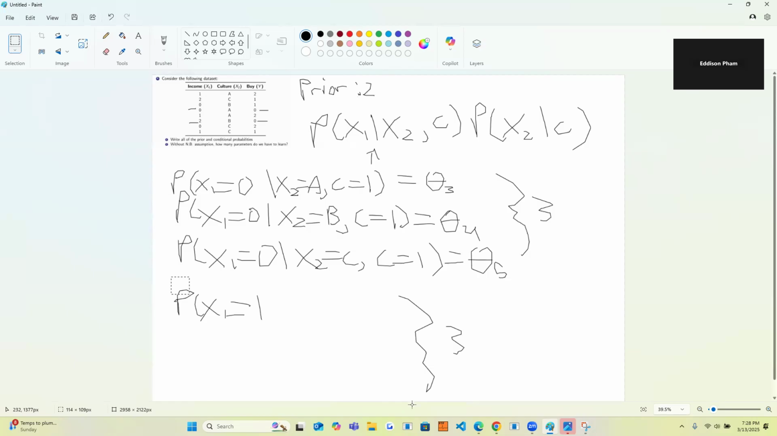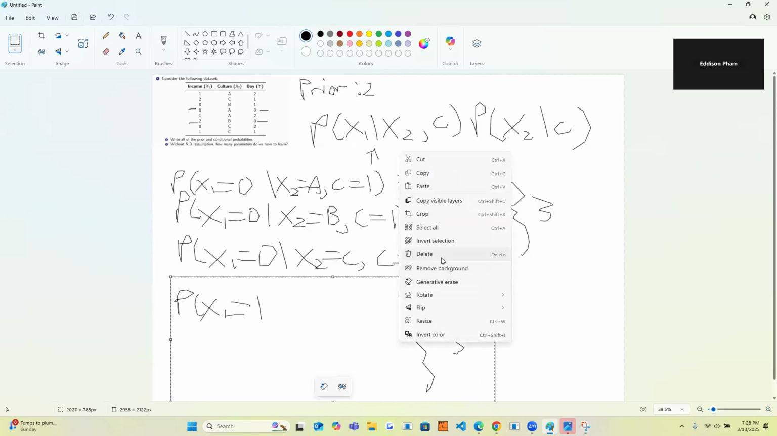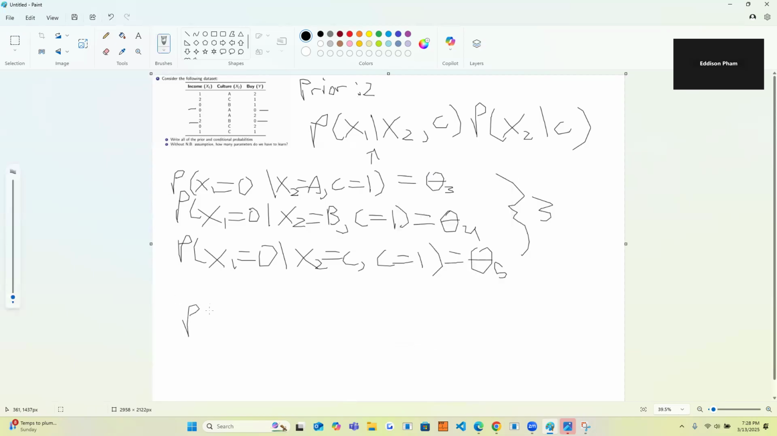However, what do we do for P of x1 equals 2 in this case? What do you do here? Parameter or no parameter? Exactly, 1 minus. So from all that, we counted 3 plus 3. Are we done yet? Are we done yet with this term? Or are we missing something?